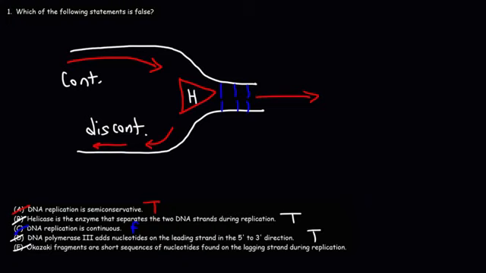DNA polymerase 3 adds nucleotides on the leading strand in the 5 to 3 direction. And E, Okazaki fragments are short sequences of nucleotides found on the lagging strand during replication. So these would be the Okazaki fragments. So the answer for this problem is C. That is the false statement.